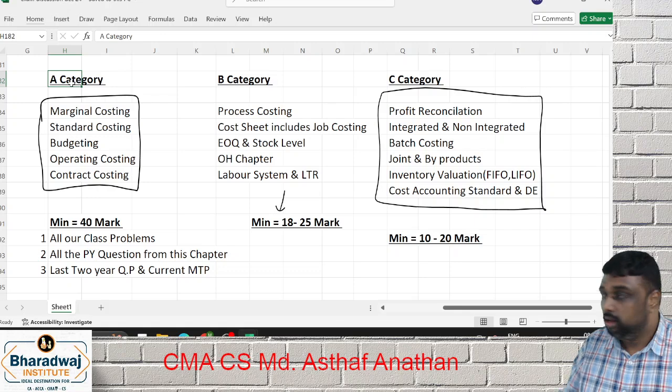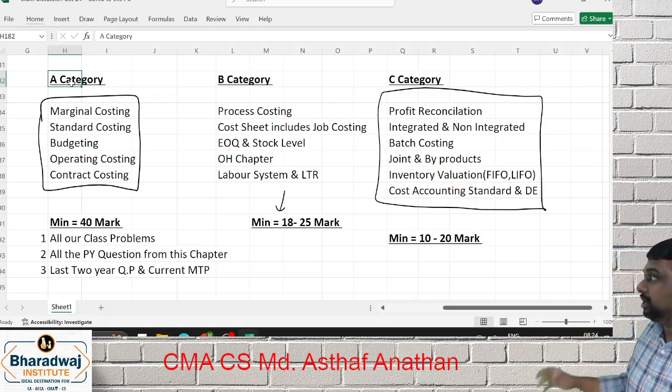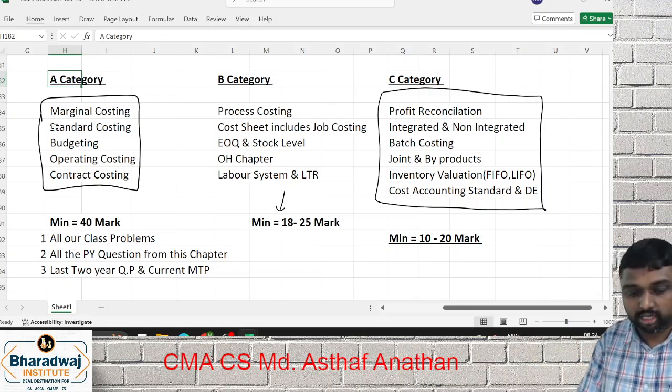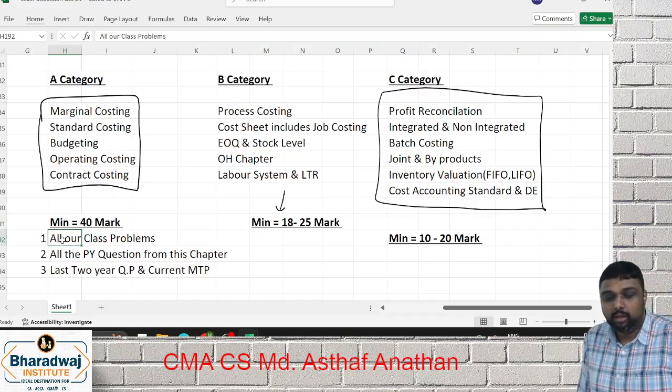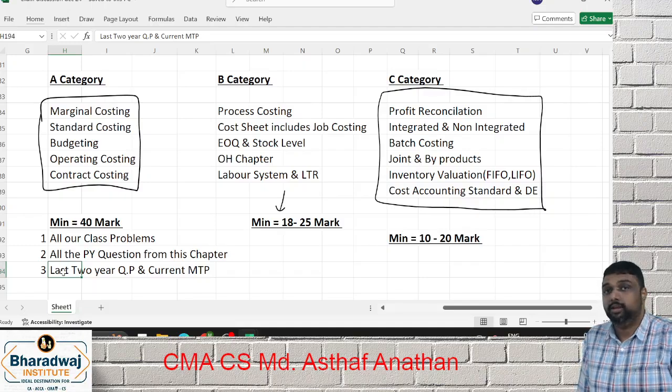A category is what? Marginal costing, standard costing, budgeting, operating costing, contract costing. Minimum marks are what? 40 marks. All our classroom and previous year questions also you can go through, the last year question paper and the current MTP. Now we have 2 MTPs, that you can also go for.